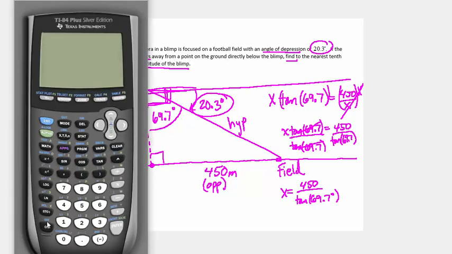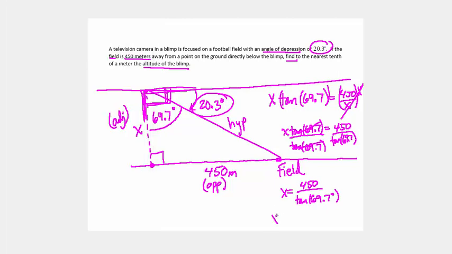Let's take out a graphing calculator and punch in this exact value. So 450 divided by the tangent of 69.7. Remember to make sure you're in degree mode. If you hit enter and get this answer, you probably are. If not, you probably aren't. So double check that. So if we round to the nearest hundredth, as our little convention says, we're going to say it's 166.46 for the length of x.